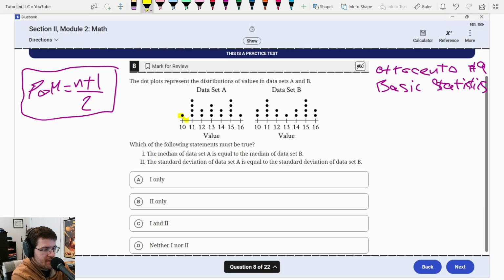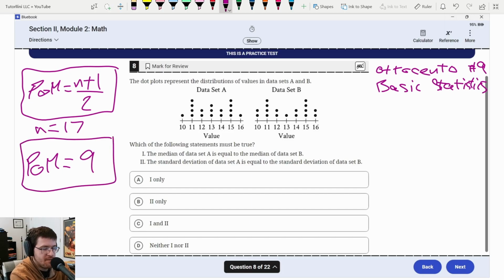How many are there? 1, 5, 6, 7, 8, 9, 10, 11, 12, 13, 14, 15, 16, 17. And then is there the same over here? 1, 2, 3, 4, 5, 6, 7, 8, 9, 10, 11, 12, 13, 14, 15, 16, 17. Okay, so n is 17. So if you do 17 plus 1 divided by 2, we get the position of median. 18 over 2 is 9. So we're looking for the 9th data value.